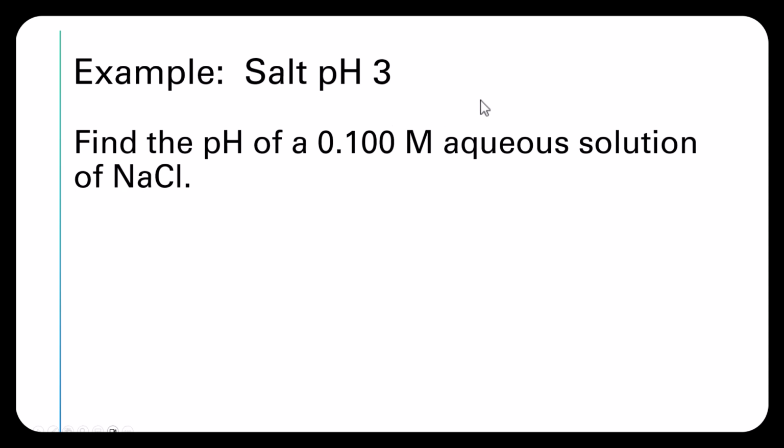Okay, this one's really easy. I'll go ahead and do it. All you have to do is recognize that this salt is completely neutral. It dissociates completely. Look at the anion, which is the conjugate base, the anion of HCl. You know that it's neutral. Sodium cation is the cation for sodium hydroxide, which is a strong base, so you know that the cation is neutral. The pH of this guy is 7.